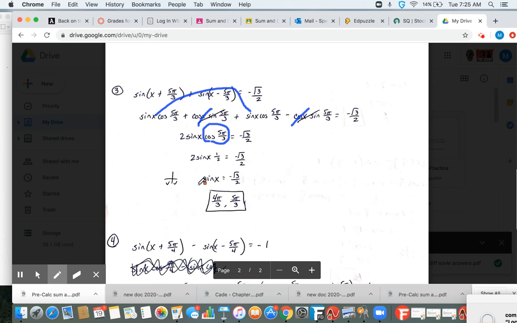So again, it's just sine x equals negative root 3 over 2. Think about those special angles. Y is negative in quadrants 3 and 4.